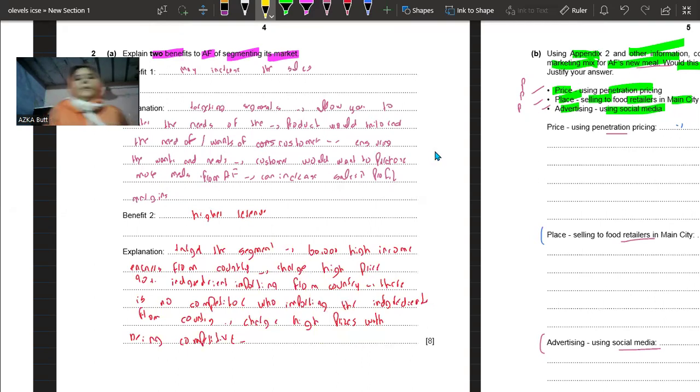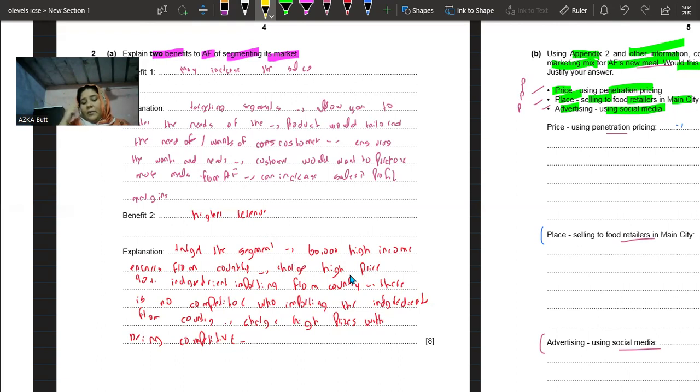Because we know that if we are targeting the segment, I think I told you the maximum points for it, how this segmentation would be more beneficial for the AF and for higher revenues. How? Because if you're targeting a segment, it means that 60,000 high income earners are there in the country, and it means that you can now charge them higher prices.